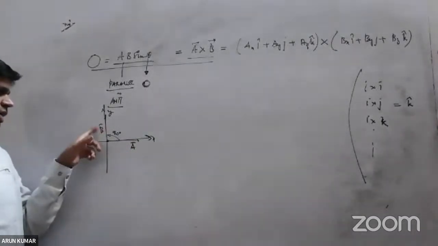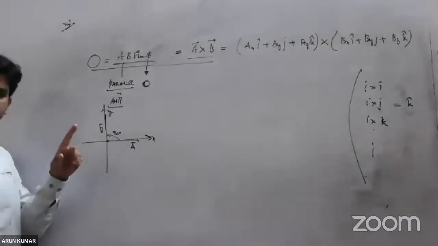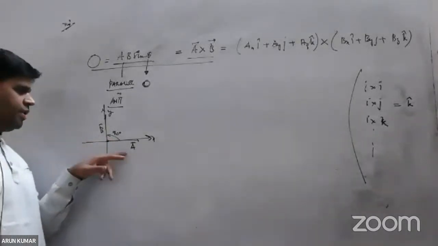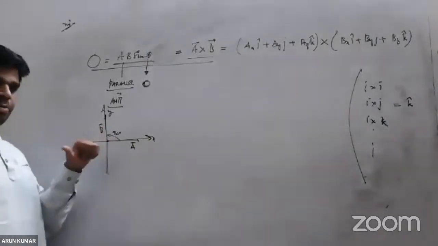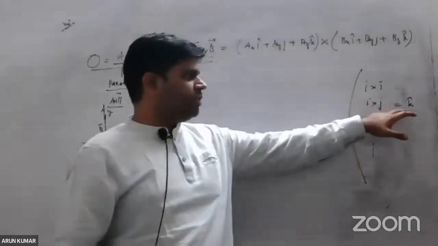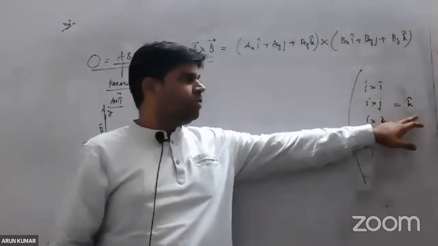I cross j is 1 into 1 sine 90. Sine 90 is 1, so 1 into 1, the magnitude is 1. Direction is k cap. So I get I cross j as 1 into 1 sine 90, which is k cap, into k cap, which is nothing but k cap.